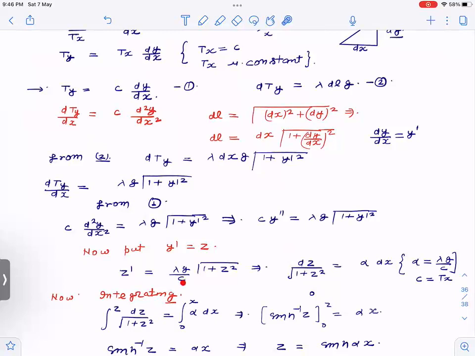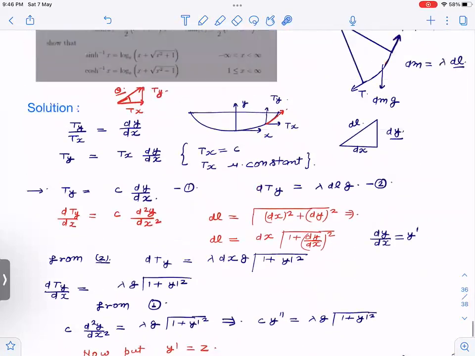What was c? Remember, c was the x component of tension. Lambda is mass per unit length, g is gravity. So root over 1 plus z square, right? So then now we can rearrange dz divided by this, separate the variables, and here. Right? Now you know the integration of this. You might be knowing in a different way, but the integration of this is nothing but the inverse of hyperbolic function. So I'm integrating from where to where? See, I'm integrating from 0 to z, right? So that is also a very important thing for you to see. Z is actually the slope, right? So I have taken the origin here, I have taken the origin here.